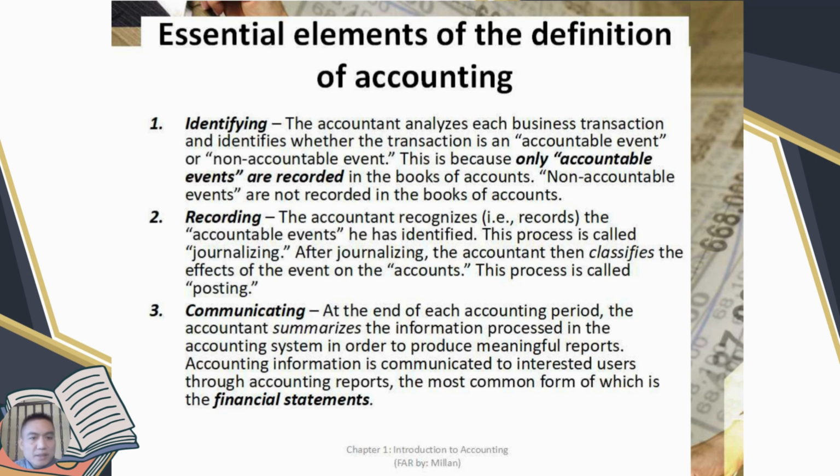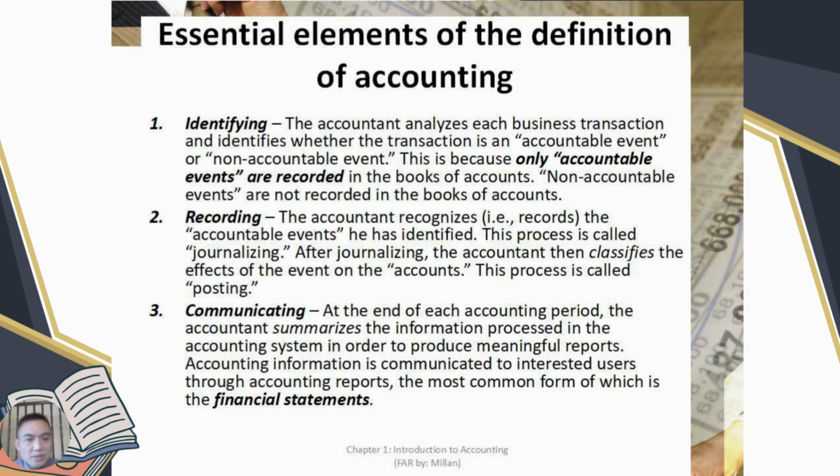Recording: the accountant recognizes the accountable events he has identified. This process is called journalizing. After journalizing, the accountant then classifies the effects of the event on the accounts. This process is called posting. So the process of transferring data from the general journal to the general ledger is called posting, while from the business documents to the general journal is called journalizing.